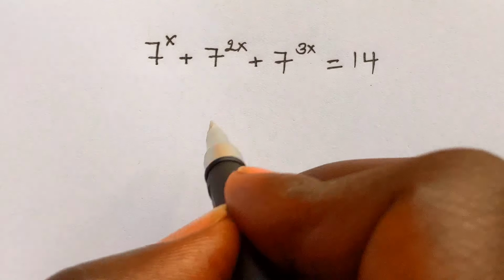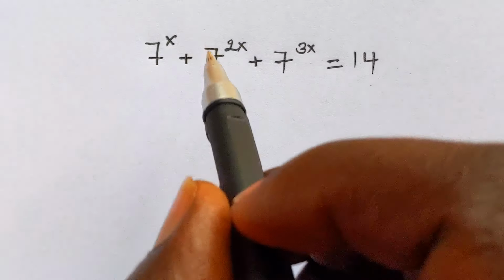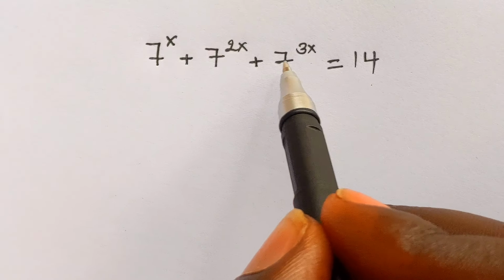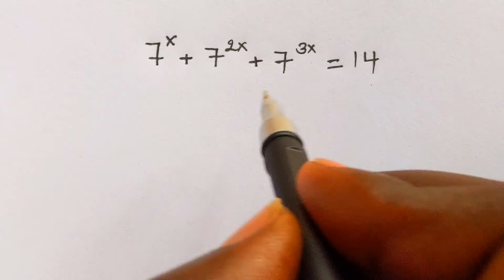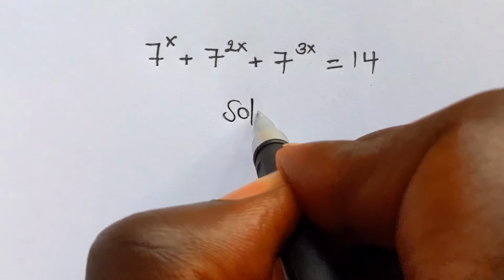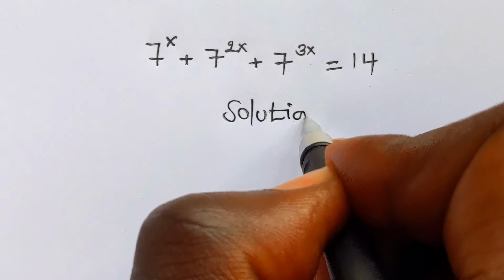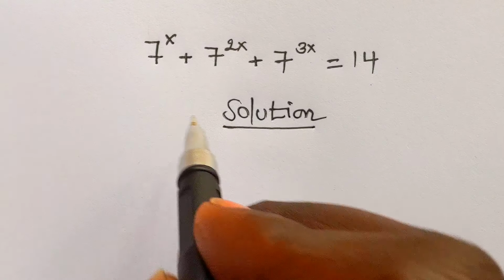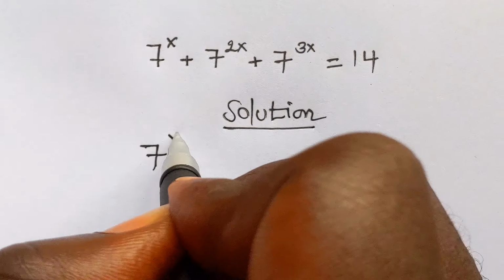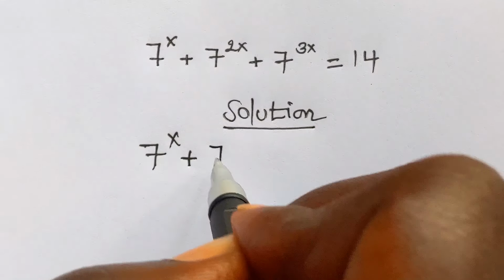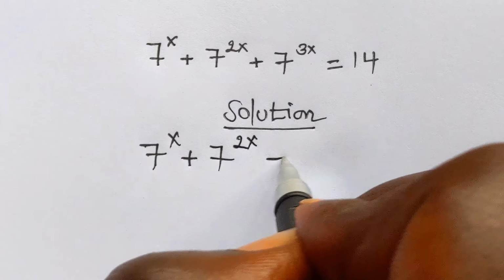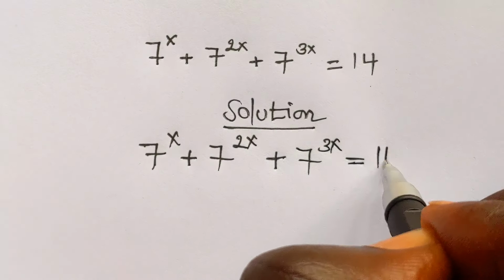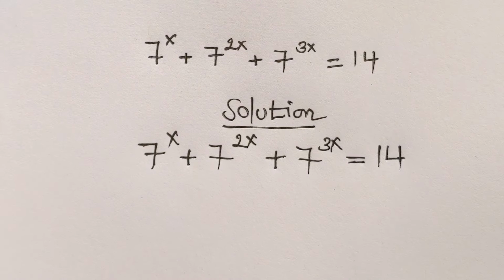So we have given question 4: 7 power x plus 7 power 2x plus 7 power 3x, which is equal to 14. Solution. And here we have to copy what we have. We have 7 power x plus 7 power 2x plus 7 power 3x, which equals 14.